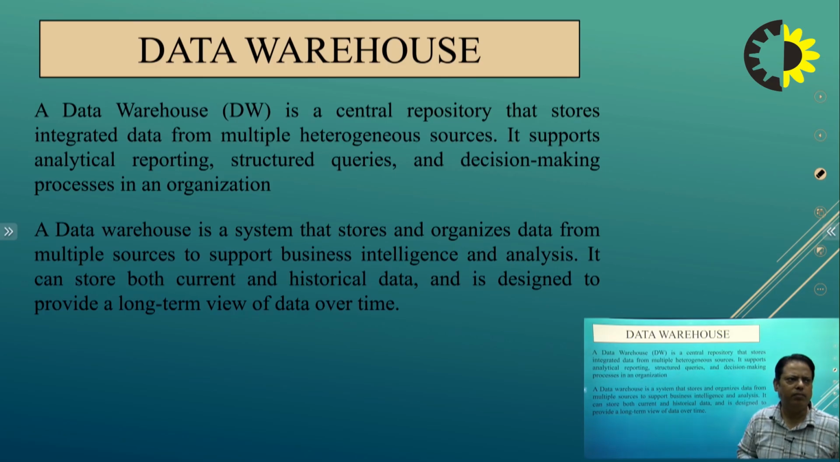What is data warehousing? A data warehouse is a central repository that stores integrated data from heterogeneous sources. Basically, a data warehouse is a collection of different types of heterogeneous data that is extracted from different types of sources. It supports analytical reporting, structured queries, and the decision-making process in an organization. Basically, a data warehouse is a system that stores and organizes data from multiple sources to support business intelligence analysis, and it can store both current and historical data.